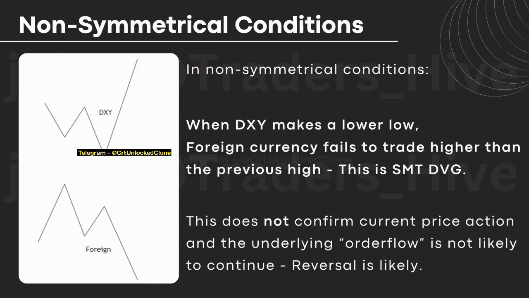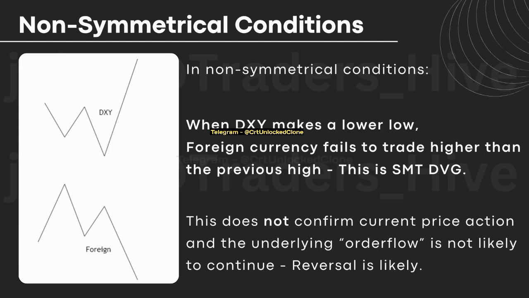The way we are going to determine and measure whether the structure is in a non-symmetrical market condition is through the following metrics and using the following framework. So in a non-symmetrical market condition, when DXY or the benchmark asset makes a lower low, the foreign currency or the underlying asset makes a lower high and fails to trade above the previous high. This is what we call a divergence and discrepancy in variation in price, and this suggests that there is an SMT.